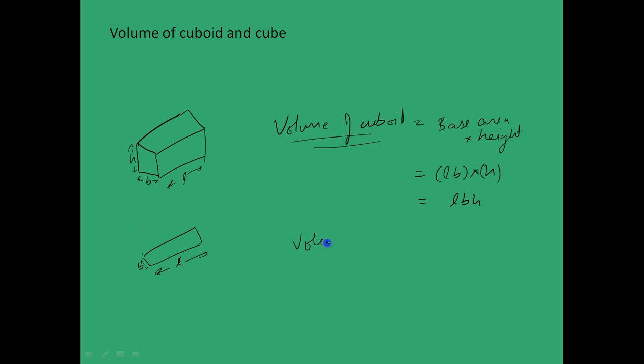And the volume of a cube is pretty easy to find from the volume of a cuboid. For a cube, as we discussed earlier, L is equal to B is equal to H, and let's say it's equal to edge length A. Then the volume of a cube is equal to A into A into A, which is A cube. So that is the volume of a cube.